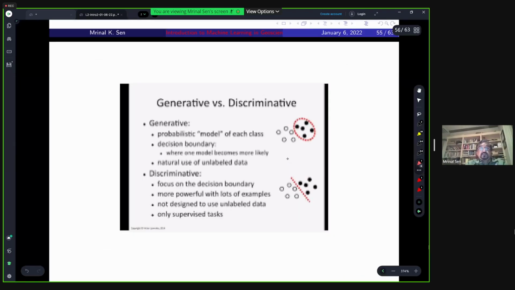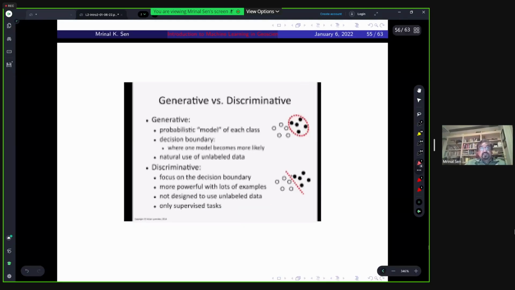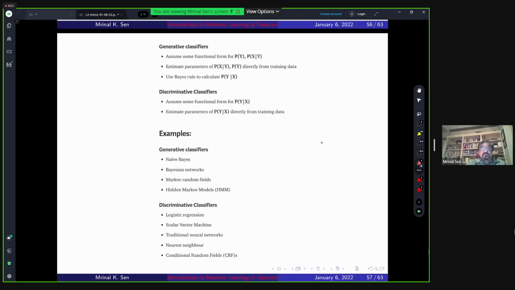So there is this method called generative and discriminative. Generative models are probabilistic models of each class. So you need to not only find the boundary, but also come up with a description of how likely it is that a particular sample belongs to a particular class. Discriminative models just focus on the decision boundary. You just give it the boundary and say, this is it. But in the generative case, you actually give it a probability distribution to define two different classes. So here we have different generative classifiers.